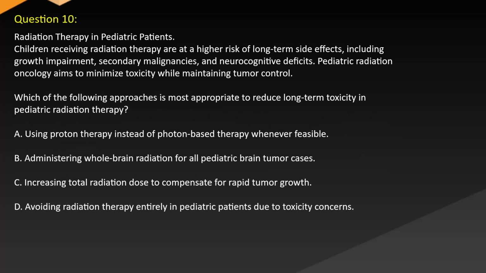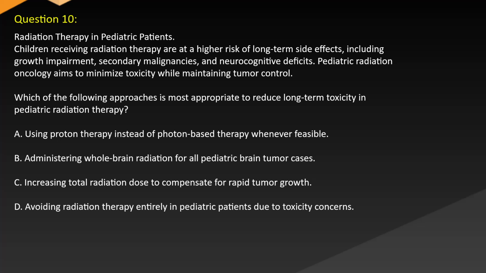Question 10. Radiation therapy in pediatric patients. Children receiving radiation therapy are at higher risk of long-term side effects, including growth impairment, secondary malignancies, and neurocognitive deficits. Pediatric radiation oncology aims to minimize toxicity while maintaining tumor control. Which of the following approaches is most appropriate to reduce long-term toxicity in pediatric radiation therapy?